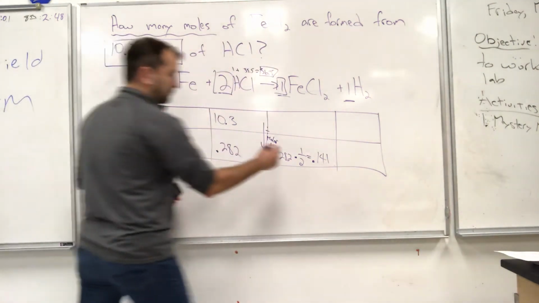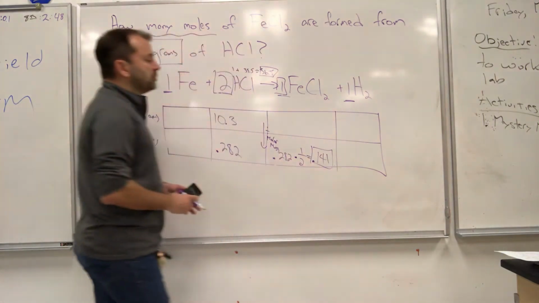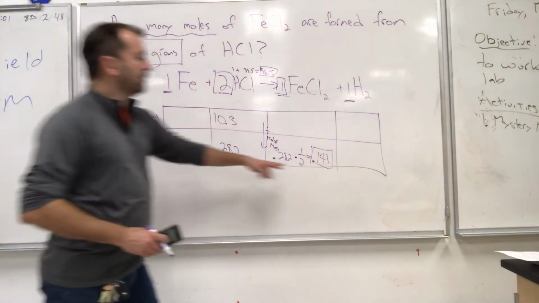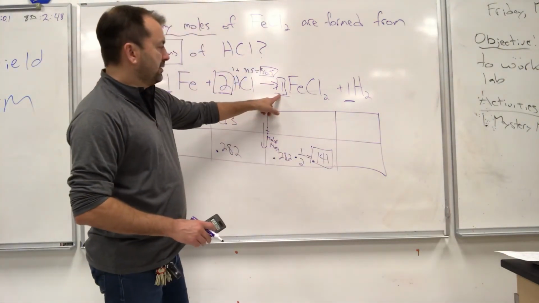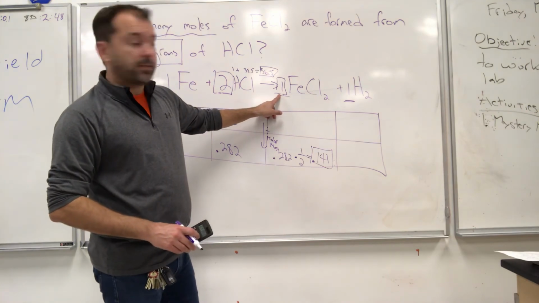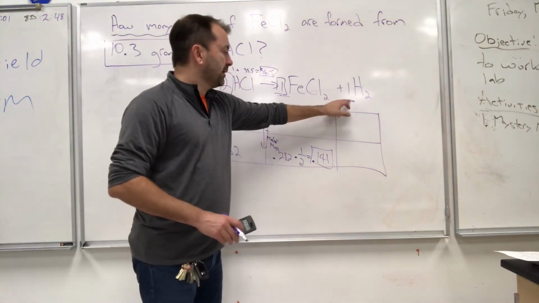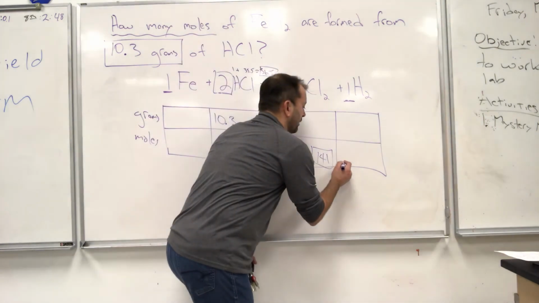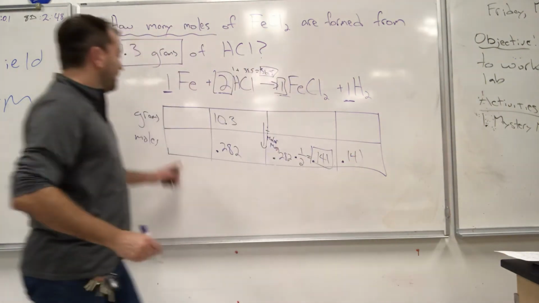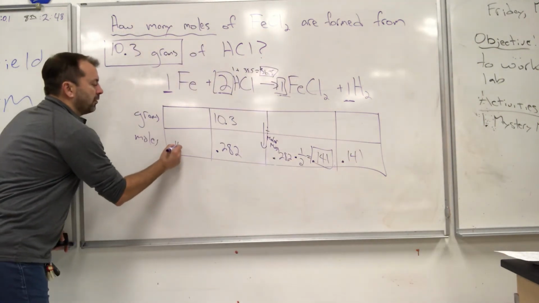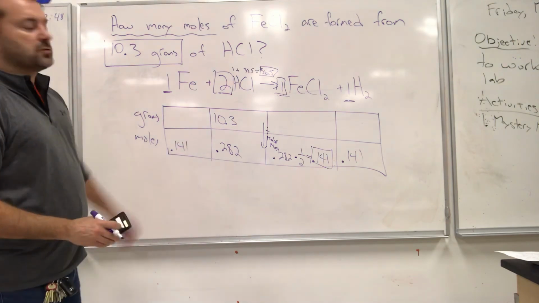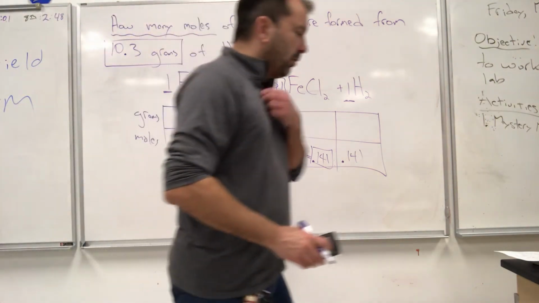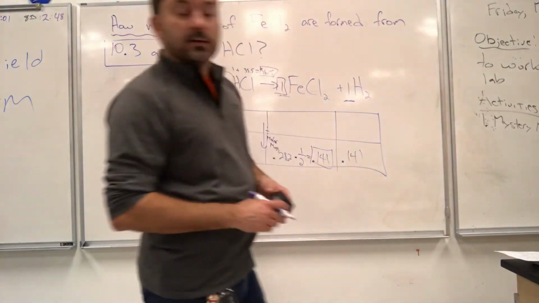Now, if I wanted to, I could find the moles here and here, right? Because this is 1 mole in the balanced reaction, and this is also 1 mole. So we know this is going to be 0.141, and this is going to be 0.141. So anyways, that's how you do problem 1 on the quiz. Let me know if you have any questions.